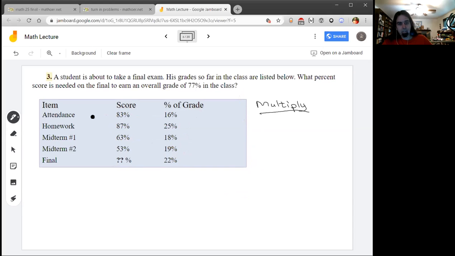We also take these numbers and change them to their decimals. The ones that say, what percent of the grade is it? Or what percent of the time does this happen? So we have lots of little work problems. 83 times 0.16 is 13.28.